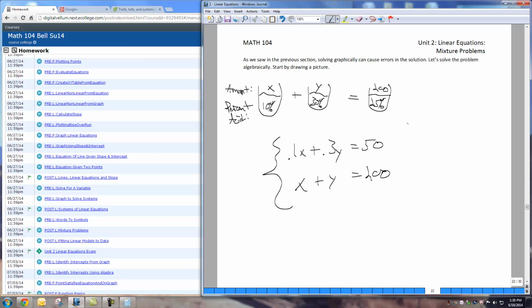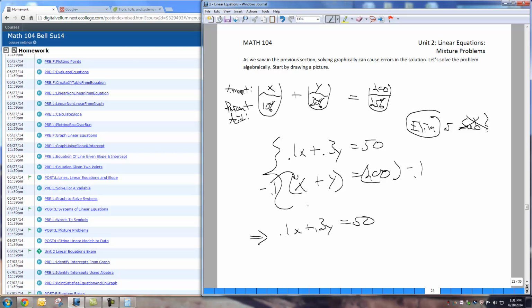So now we need to use either elimination or substitution. Which one do you want to use? Well, since this is already lined up and I just need to multiply this by negative 0.1 and I can get canceling, I'm going to use elimination in this method. I could move the x over and plug it back in. Substitution is perfectly fine to solve this problem, but I'm going to use elimination. So I'm going to multiply this by negative 0.1. Same with this side, negative 0.1. So let's write my first one, 0.1x plus 0.3y equals 50.